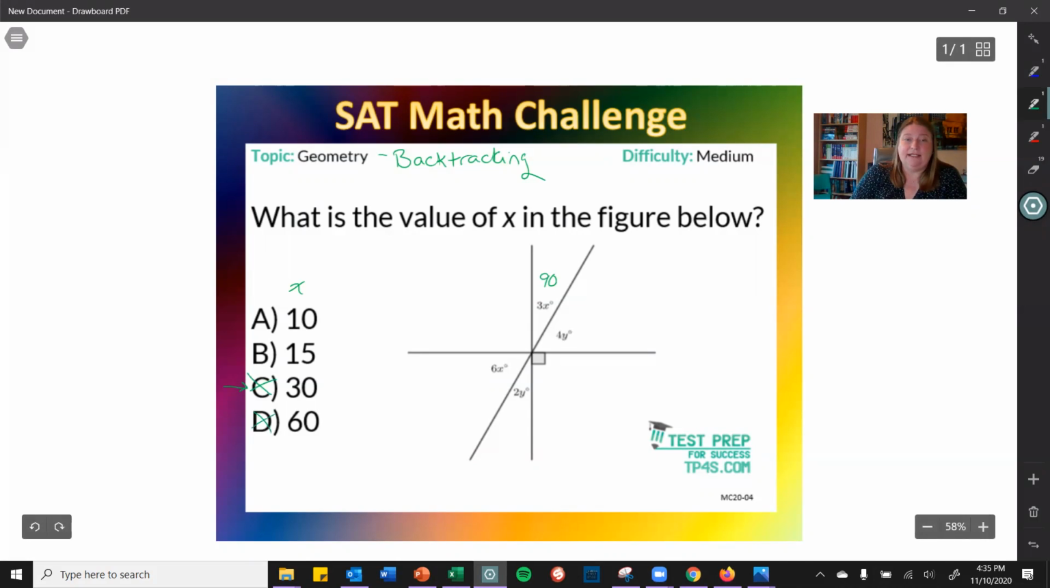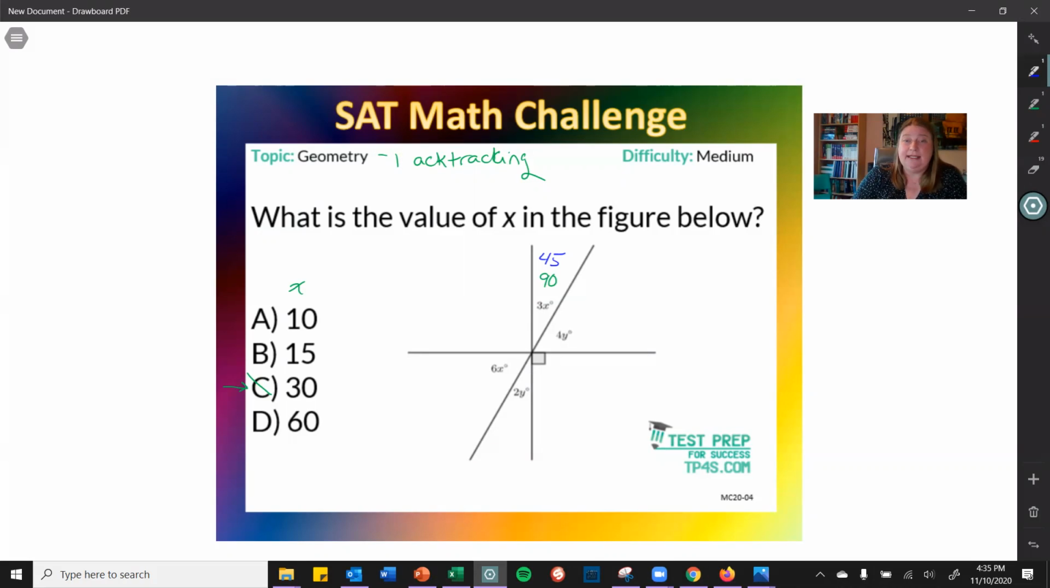I'm also going to cross off D because that 30 value was too big. 60 would be even bigger than that. All right, so the next thing I'm going to do is try option B, 15. If I plug in 15 here, all right, x is 15, that means 3x would be 45. Well, that sounds okay. It doesn't look exactly like 45, but the SAT isn't always drawn to scale. So I can take 45 as a reasonable approximation for that angle.